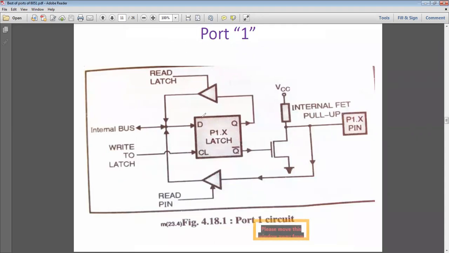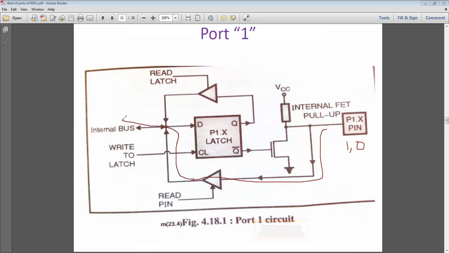Here we can see the circuit connection of port 1. In this case, whenever we want to input anything from the port, that means the pin data will be available. This data will be either 1 or 0. That data will be read by the microcontroller through this buffer after enabling this read pin, and this data will be routed inside the internal bus of 8051.